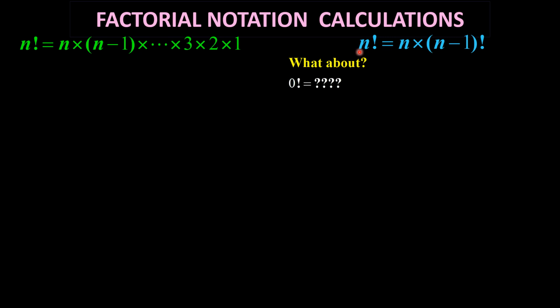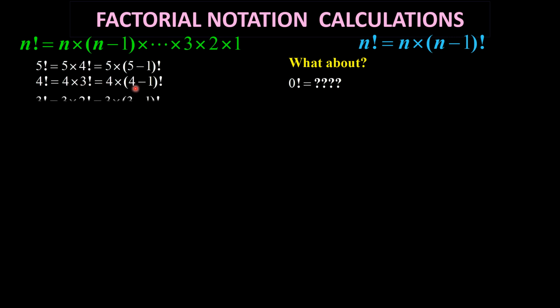But what about 0 factorial? Let's just see whether that is possible. So 5 factorial, it's 5 times 4 factorial, and that 4 factorial can be written as 5 minus 1 there, right? Similarly, 4 factorial, that's 4 times 3 factorial, and 3, you know, is the same as 4 minus 1.